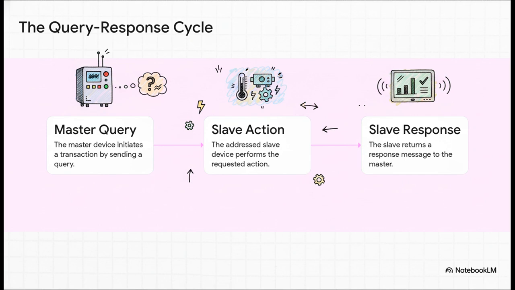This whole interaction has a name. It's called the query response cycle. It's super straightforward. The master sends out a query, something like, hey, what's the temperature of sensor number 5? The specific slave device, number 5, hears that, it goes and gets the temperature, and then it sends a response back to the master, like, the temperature is 72 degrees. Every single transaction, big or small, follows this fundamental 3-step dance.